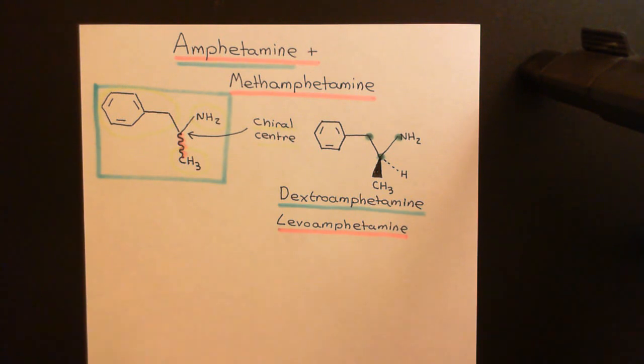Whereas levoamphetamine does produce a psychostimulant effect, but it is much, much less powerful at doing it than dextroamphetamine. So dextroamphetamine is the really active form of amphetamine.